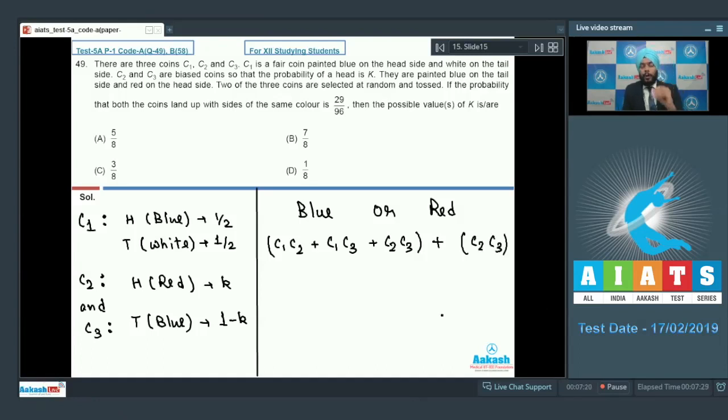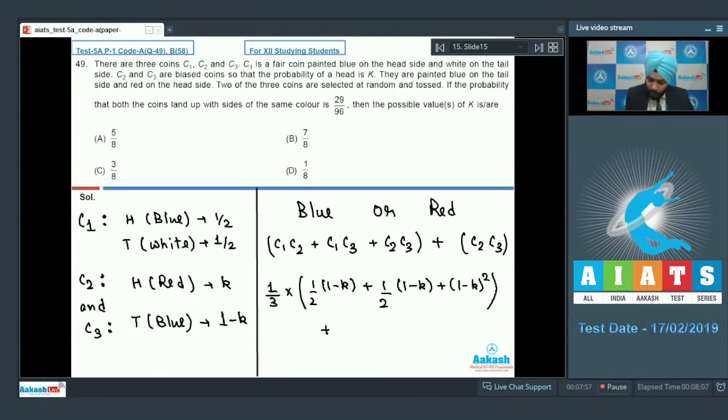So students, out of the 3 coins available, the number of possible selections of 2 coins is 3. So the probability of every possible selection is 1 by 3. So 1 by 3 multiplied by C1, C2, 1 by 2 into 1 minus K for blue, C1, C3, 1 by 2 into 1 minus K for blue, plus C2, C3, 1 minus K whole square for blue.